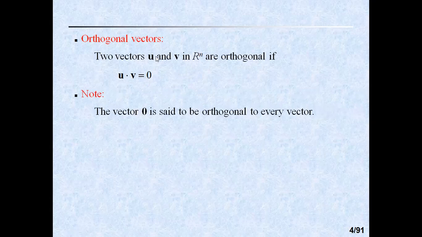Here, the dot product will be 0. The two vectors are said to be perpendicular to each other. Here, the dot product will be 0. That is also called orthogonal vectors.